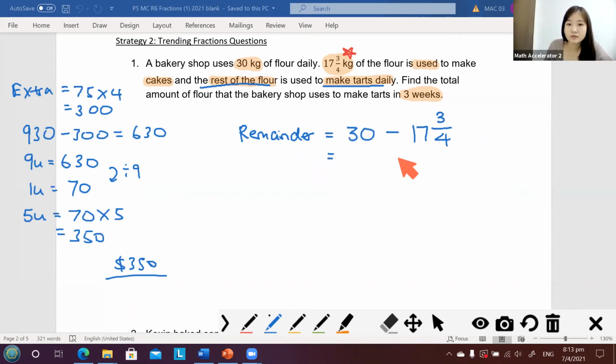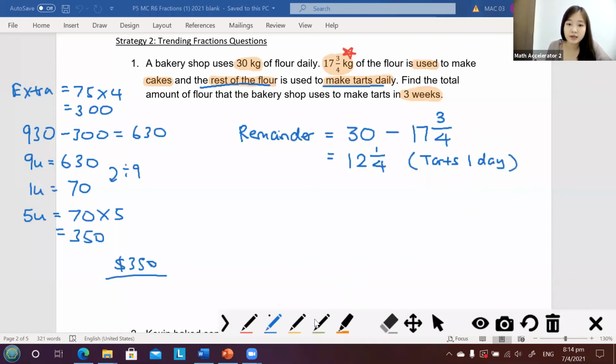If it's paper 1, you cannot use your calculator. Paper 2, you can use your calculator. Alright, so use your calculator for this. What do you get? Okay, thank you. 12 and 1/4. I'll explain a little bit more about the unit here later on. We carry on with the question first. So this gets you tarts for 1 day.